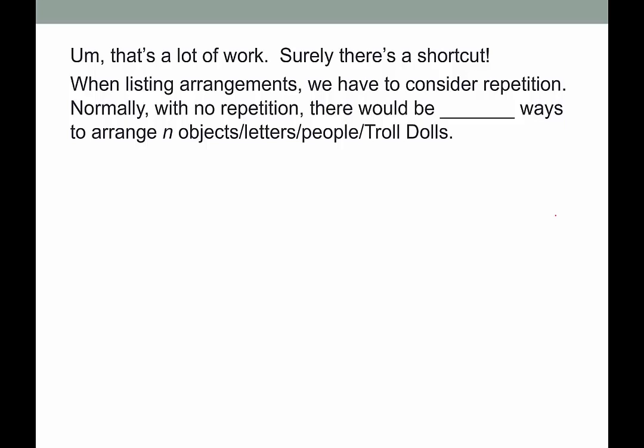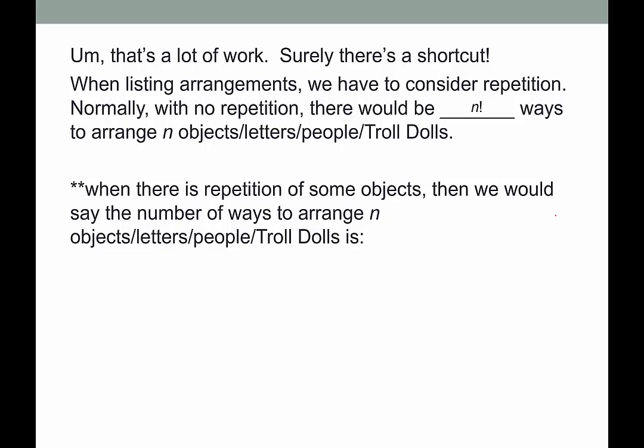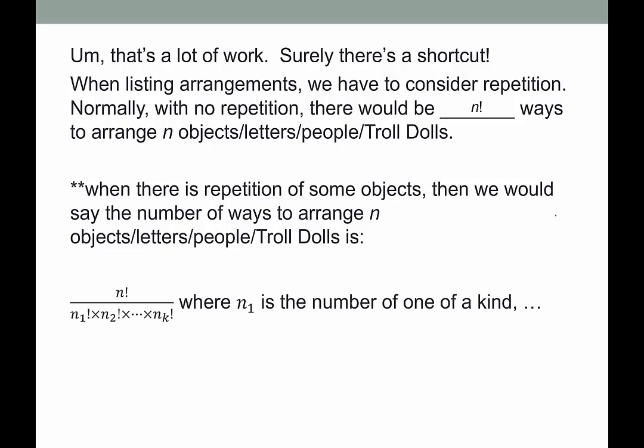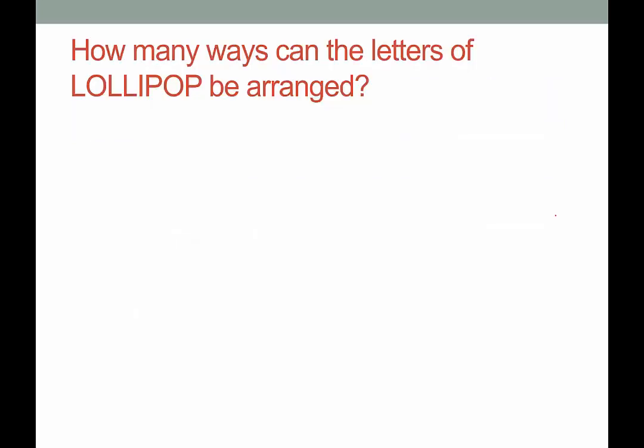So in listing arrangements, we have to consider repetition. Normally with no repetition, there would be n factorial ways to arrange n objects, letters, people, troll dolls, whatever. When there is repetition of some of the objects, then the number of ways to arrange n objects is n factorial over n sub 1 factorial times n sub 2 factorial, where n sub 1 is the number of one kind, so that was like the number of p's. N sub 2 is the number of o's, n sub 3 is the number of y's, and so forth. Okay, so let's put this to the test.